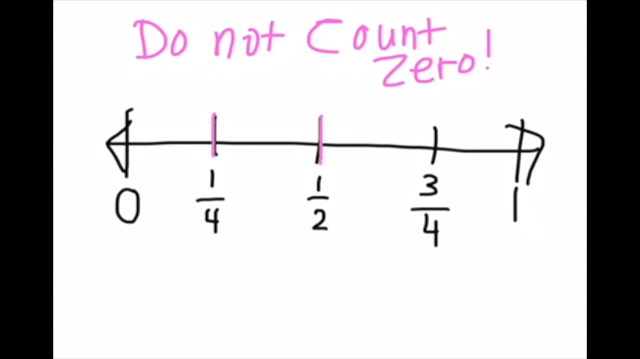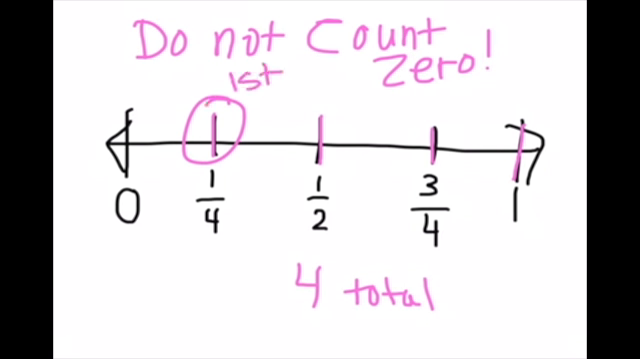So I have 1, 2, 3, 4. Yes, I count the 1. Do not count the 0, but count the 1. So how many tick marks do I have in pink? 4, right? 4 tick marks total. And then which one is that one? Well, that's the first one, right? So that's why that fraction was 1/4, because it's the first tick mark out of 4 total.